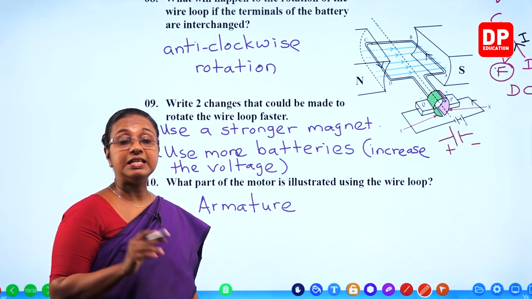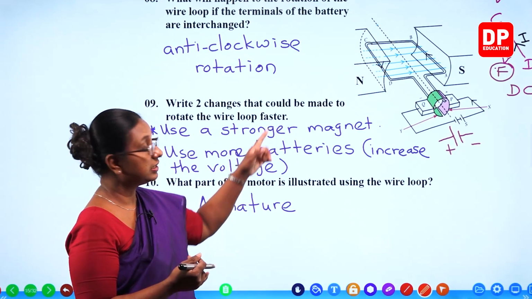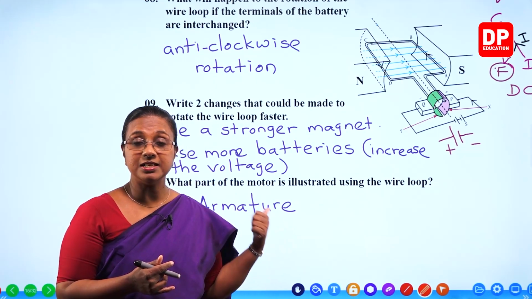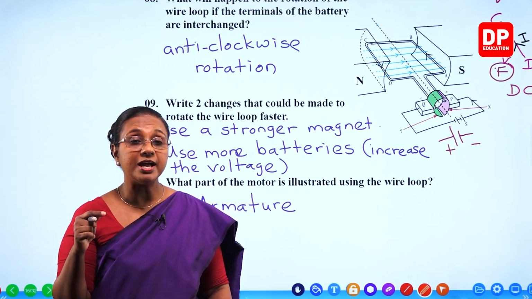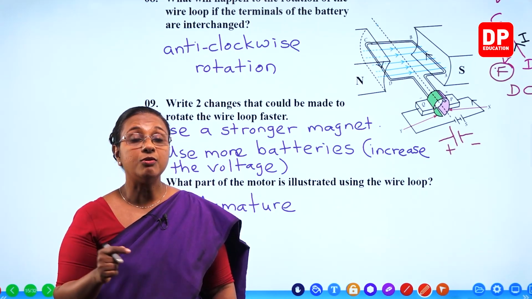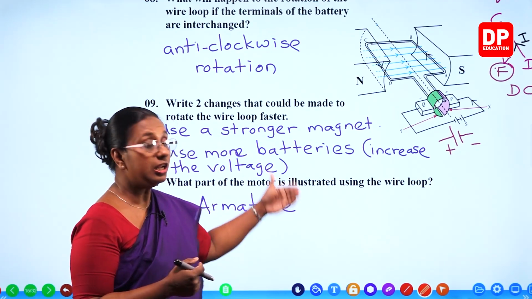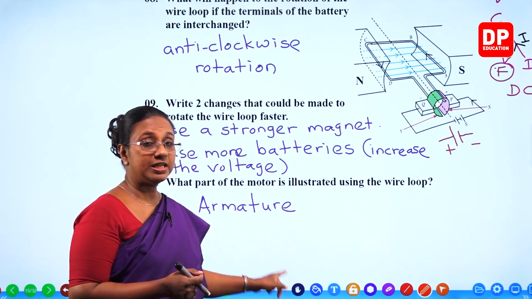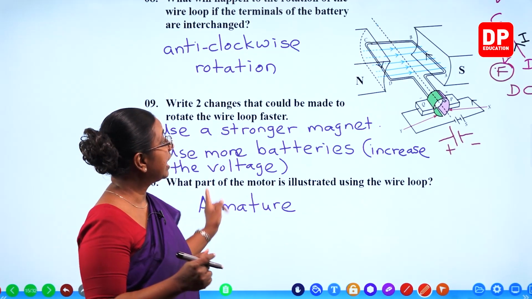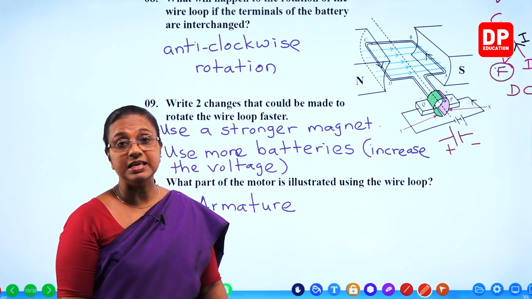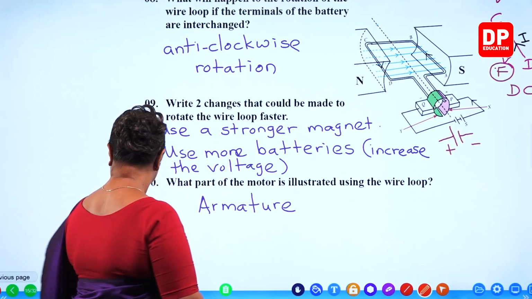Now you all know, students, in the real motor, in order to rotate the load that is connected to the motor, usually the armature is made by winding a copper wire coil around a soft iron core, so that it provides the strength to rotate the load as well. So the armature is usually the soft iron core around which the copper wire coil is wound. So that is represented by the ABCD loop. Is that clear, student? So then I'll move on to the next question.